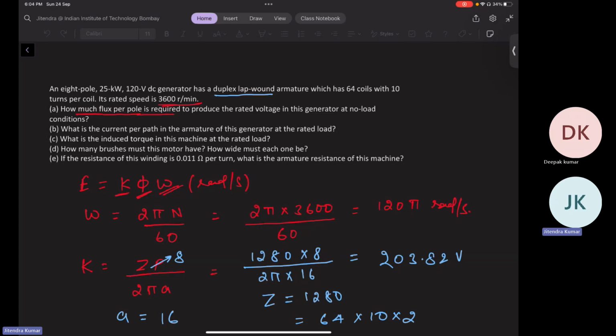Other thing is that in part B, what is the current per path? So current per path will be total armature current divided by number of the paths. So that I think it should be very easy. Sir, it was 13.02 ampere. 13.02 ampere. So total current was how much?